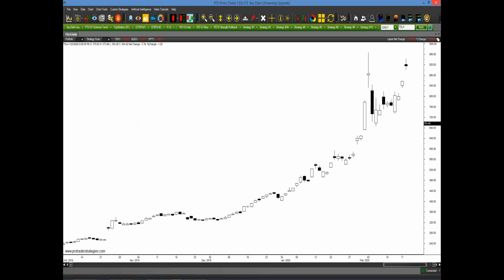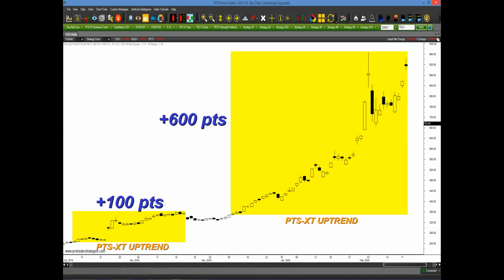Such as Tesla. Now, we all know before Tesla started going down that it had an extreme move to the upside. Could this indicator have helped you identify these? Well, look at the first one. The first one was identified in October for potentially capturing 100 points. Then it would have kept you out of this congestion right here.